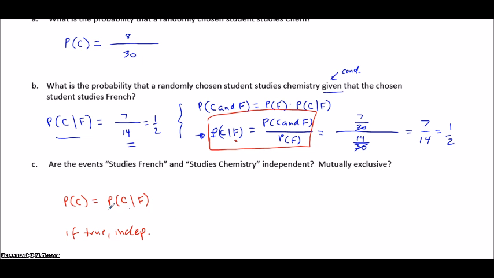Well, we have the two pieces up here, so the question is, was 8/30ths, the probability of studying chemistry, equal to the probability of studying chemistry given that you studied French, 1/2? Well, no, these are not equal. So we would say these events are not independent.